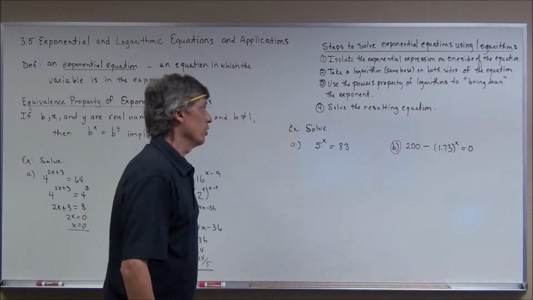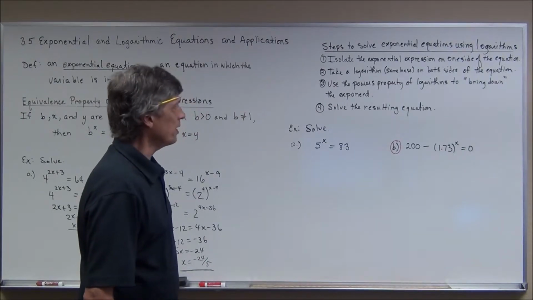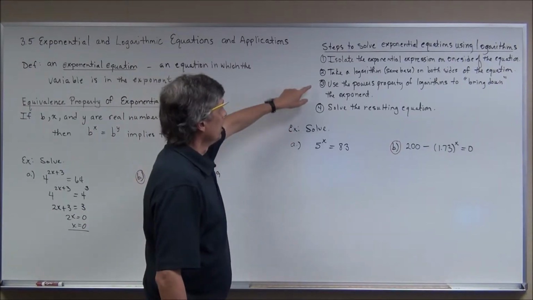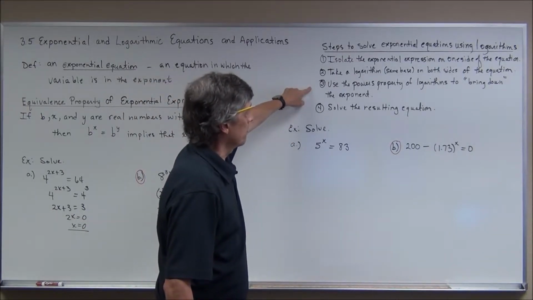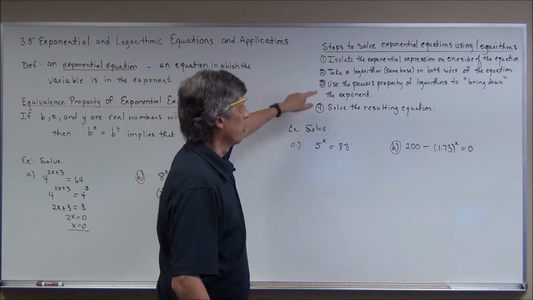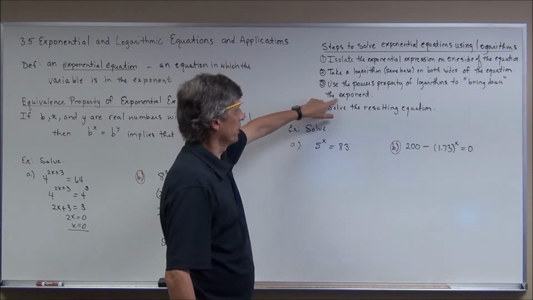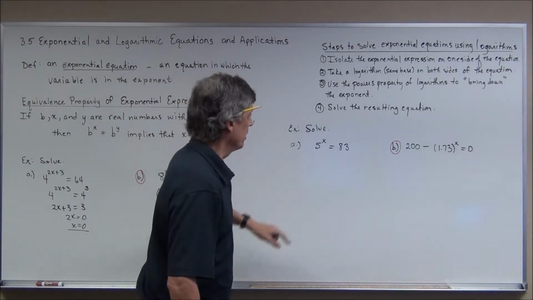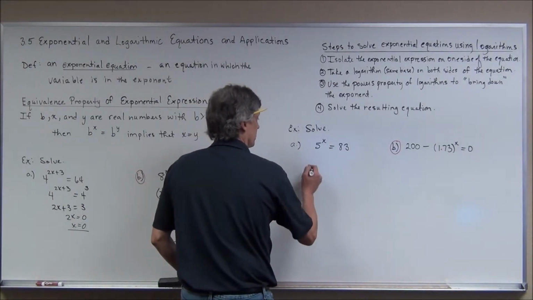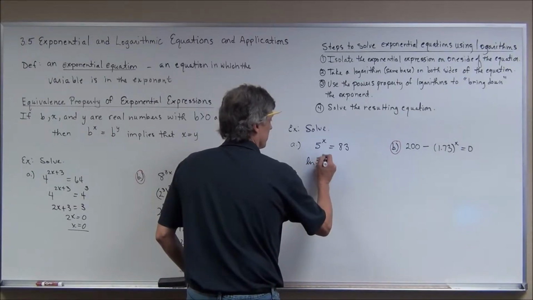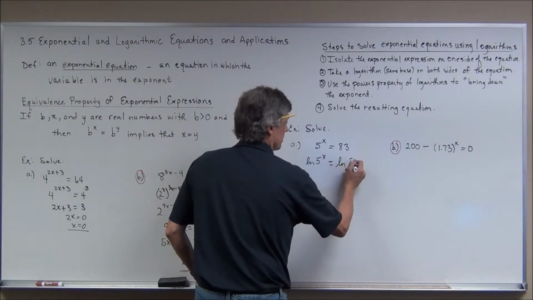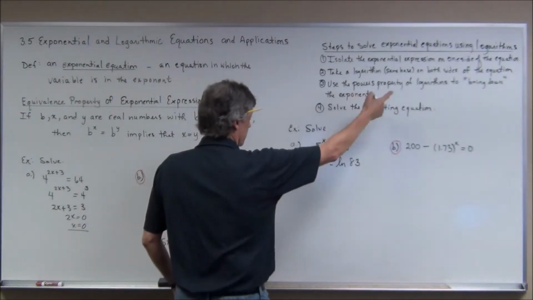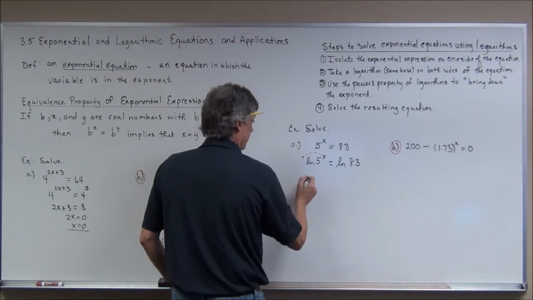You would use a common log or you would use a natural log, most likely because if they ask for an approximation, that way we can use the calculator. You're going to use your powers property of logarithms to, quote, bring down, unquote, the exponent so we can get at it, and then we're going to solve what's left. So in this example here, if I take the natural log of both sides, and then I use my powers property of logarithms to bring my exponent out in front.